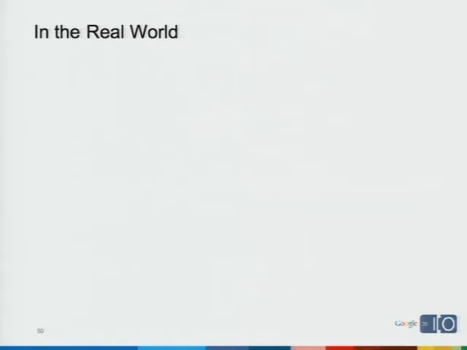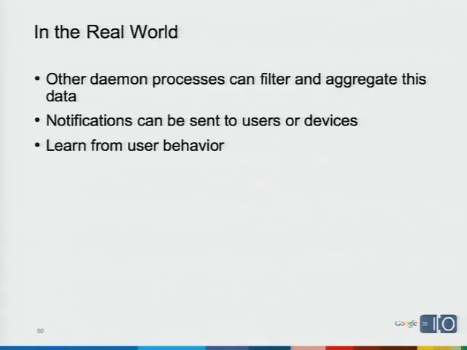And in the real world, we're not going to build a website that just has all of whoever signs up's activity on the front page from YouTube, because that's kind of silly. It's a great illustrative example, but what can you actually do that's useful with this? Well, obviously, you can have other daemon processes that once you get this data, you can filter it, you can aggregate it, you can sort it into different friend circles and do what you want with it. You can send notifications to users on their devices. And again, like I said, you can learn from user behavior.